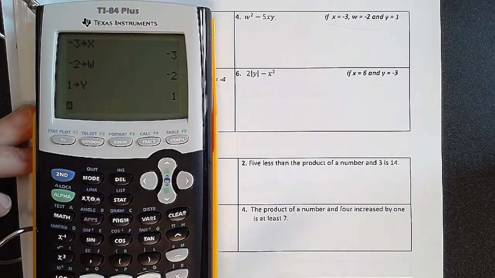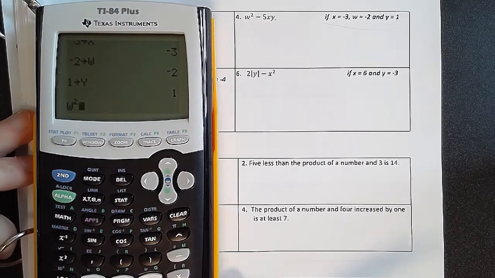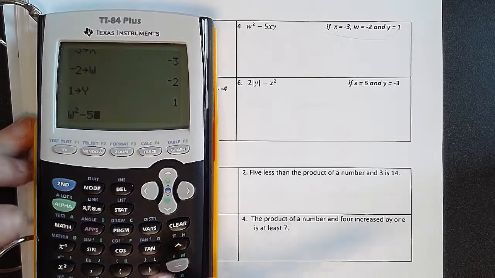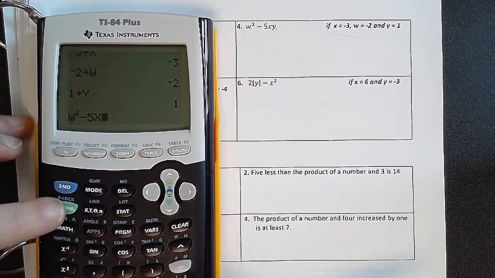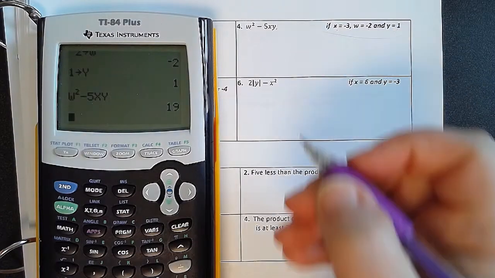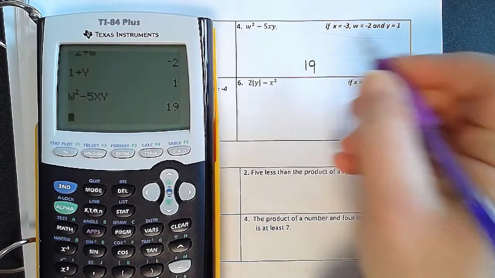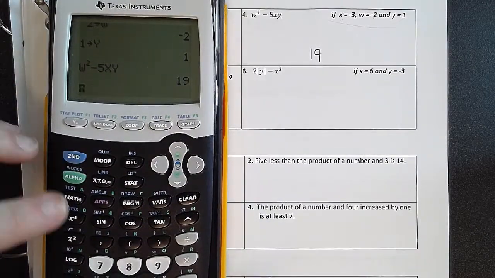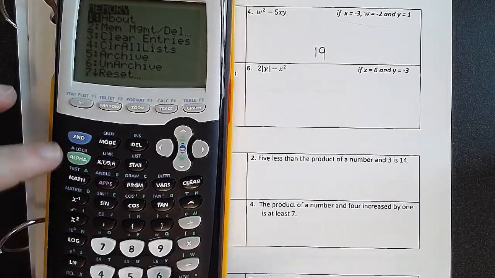Now to get to the alpha keys again, I just press alpha w. So this is, where's my w? Right here. Okay, and that's w squared. All right, and then I'm doing -5 times x and then alpha y. Okay, so that should be 19. All right, now I can always just reset my calculator by pressing second plus 7, 1, 2.